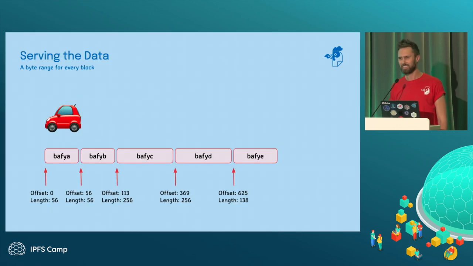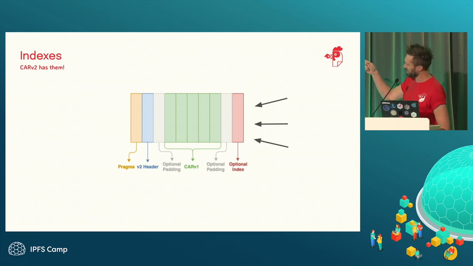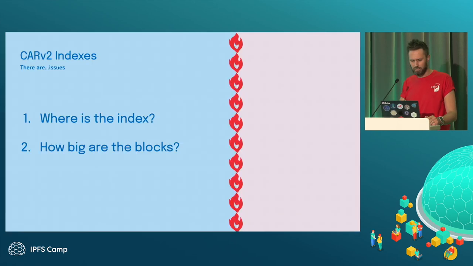So that's an index. It's an index over the CAR file. CAR v2 has a spec that has indexes. You can see the indexes are at the end there. There's a format. There's two formats, actually. So that's interesting. They're right at the end of a CAR wrapped in another thing. But anyway, CAR v2 has them. But there's a couple of issues that are relevant to me, at least. Number one is, where is the index?